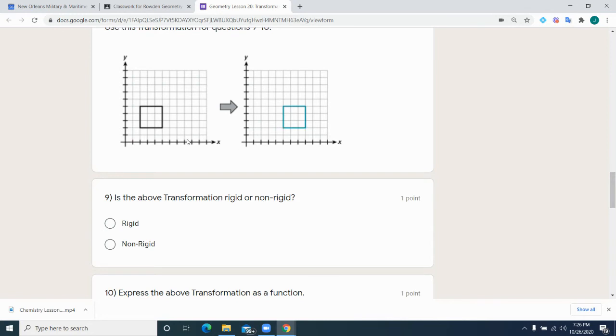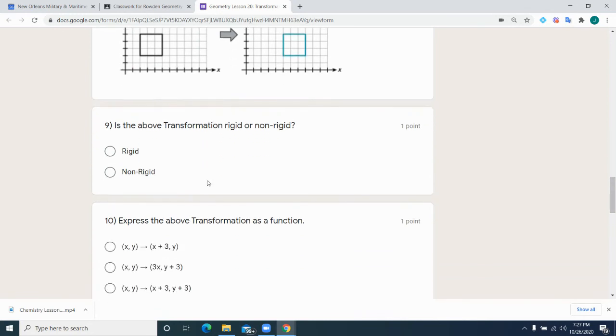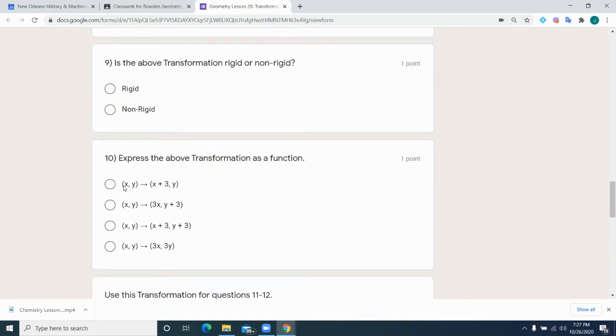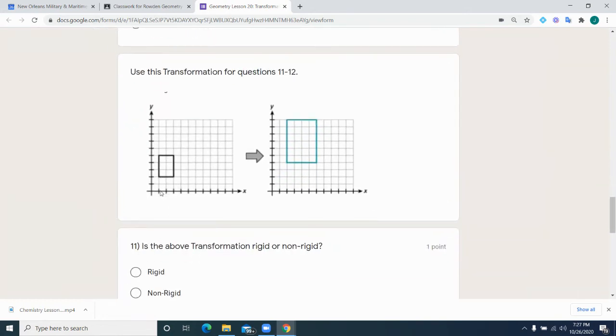So what's happening here, y stays the same, x goes up by 3. So x plus 3, yep, and then y to y. So here, y stays the same, x goes up by 3. There's our answer. 11 through 12.